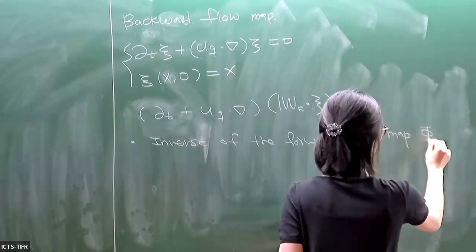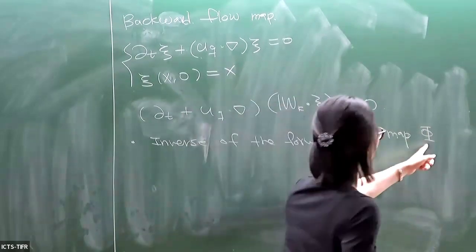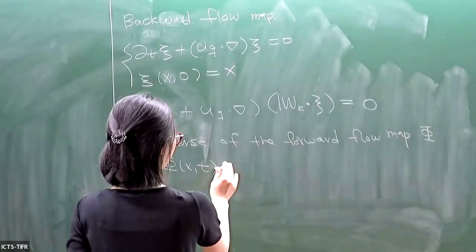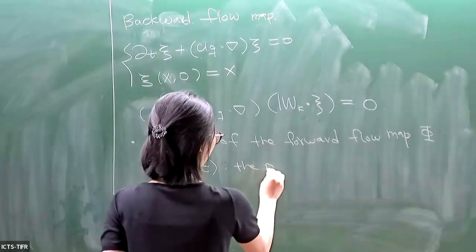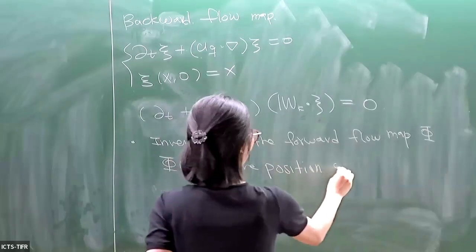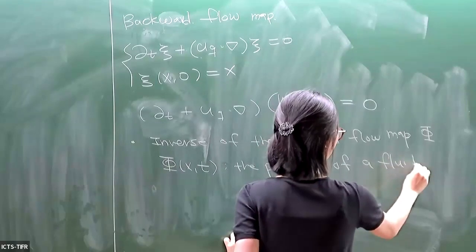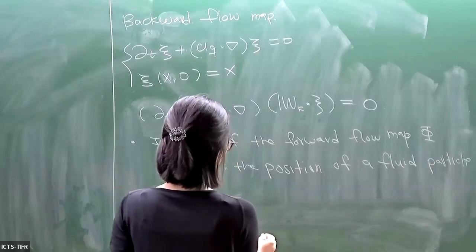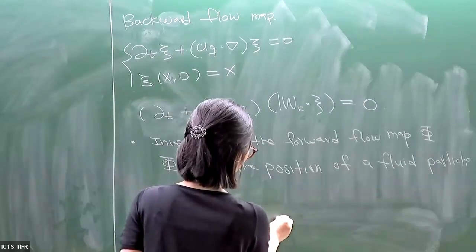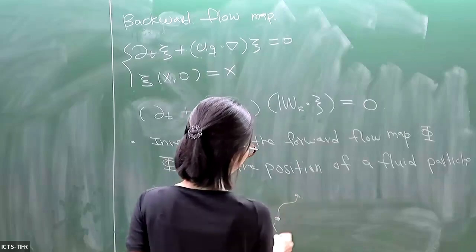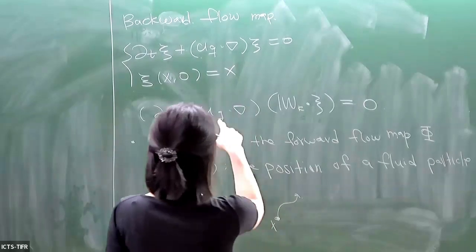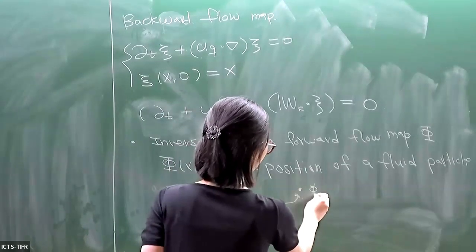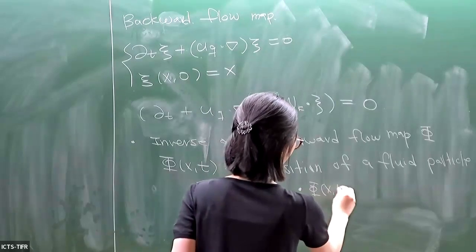Let's say phi. And what phi(x, t) describes is the following. This corresponds to the position of a fluid particle which starts from a point x. So you start from a point x at time t, and this flow is governed by the vector field u_q. Okay, so the position at time t is denoted by phi_t(x).